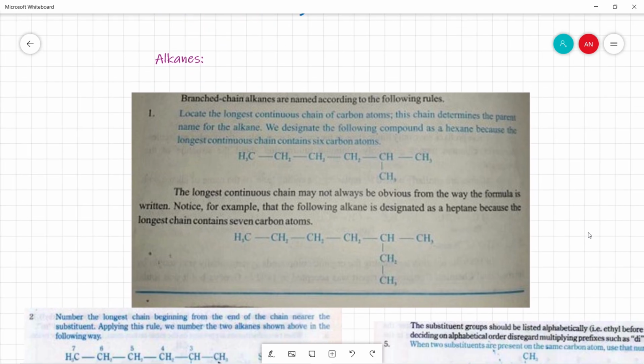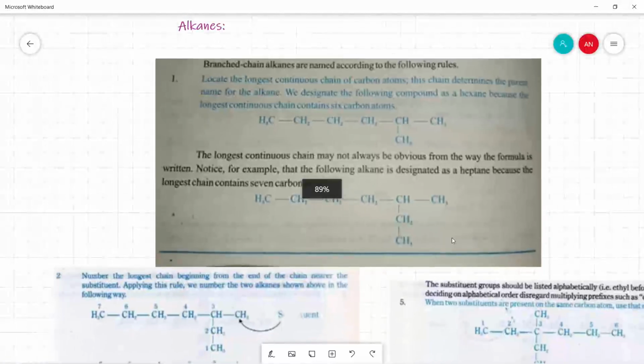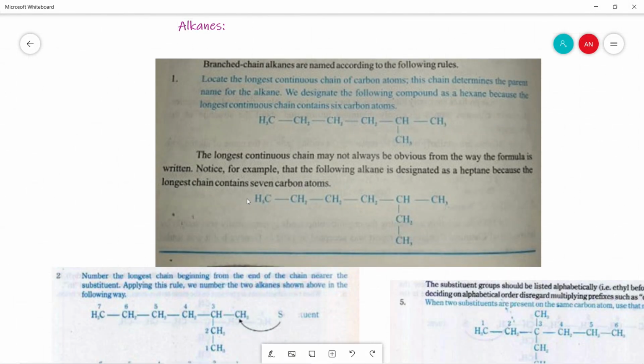Notice, for example, that the following alkane is designated as a heptane because the longest chain contains 7 carbon atoms, right? So it tells us that it's not necessary that the parent chain can be straight. It can be bent, right? In this example it is bent, so we will take this as a parent chain, because it is the longest chain, right? So 1 2 3 4 5 6 7, there are 7 carbons in this chain, so this is longest while this is the shorter one because it contains 6 carbons.